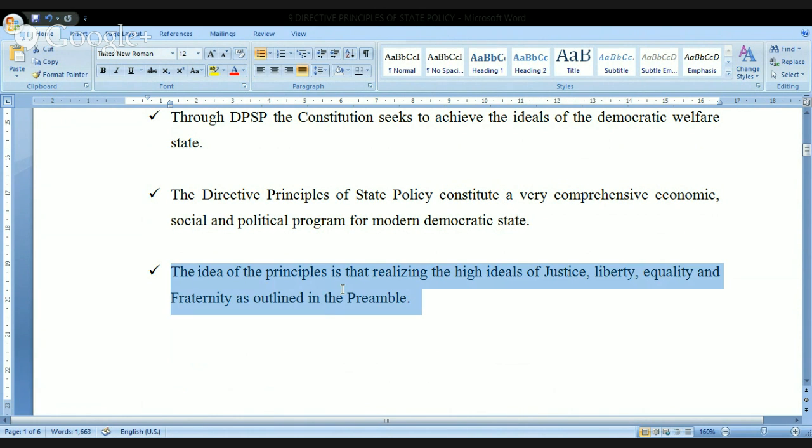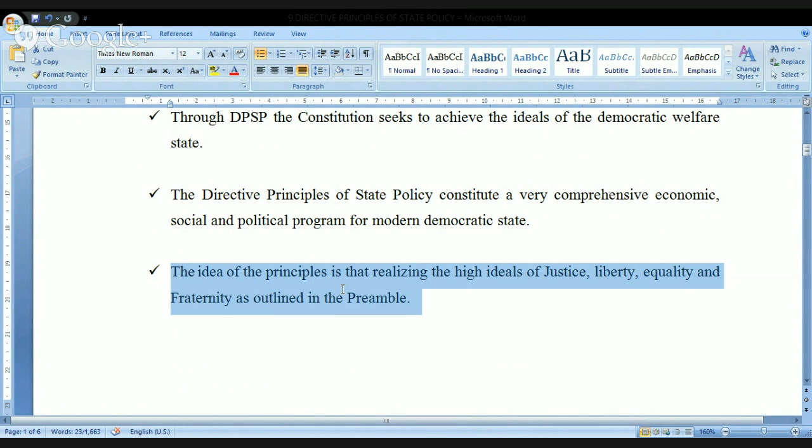The idea of the principles is realizing the high ideals of justice, liberty, equality, and fraternity that are outlined in the preamble of the Indian Constitution. When I was talking to you regarding the preamble, I used certain words: sovereign, socialist, secular, democratic republic. And after that, I used four other words also, which are considered to be very noble words. They are justice, liberty, equality, and fraternity. And these four words are considered to be objectives of the Constitution, meaning the objectives of the Constitution are enshrined in the preamble of the Indian Constitution.